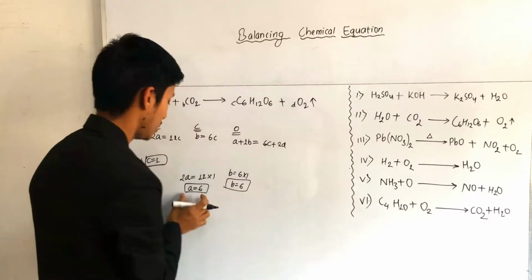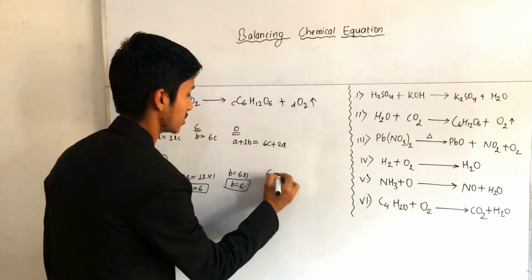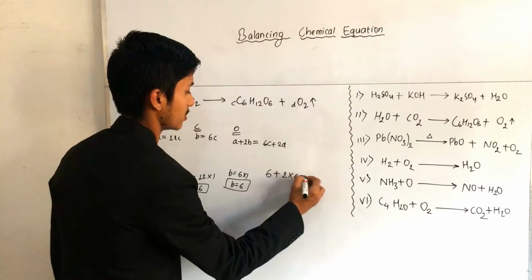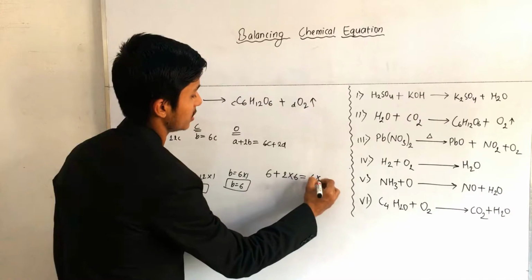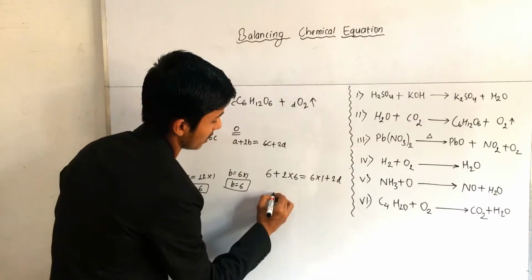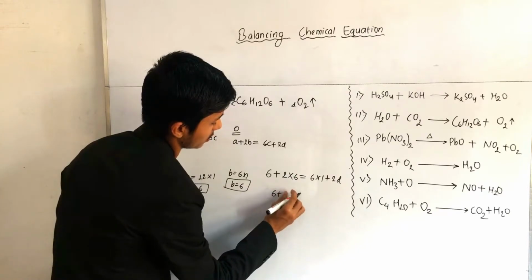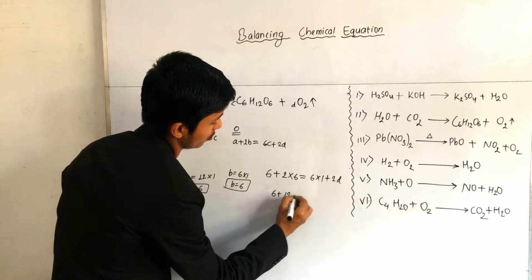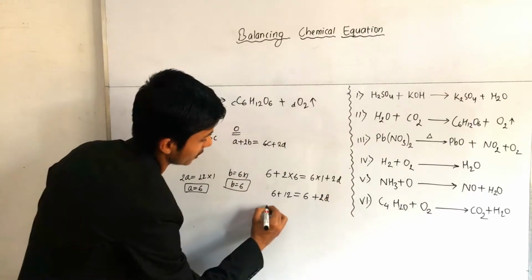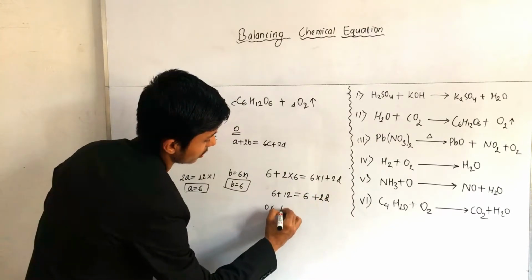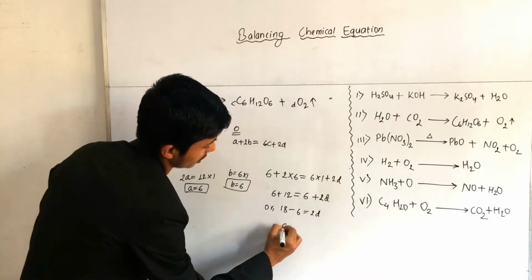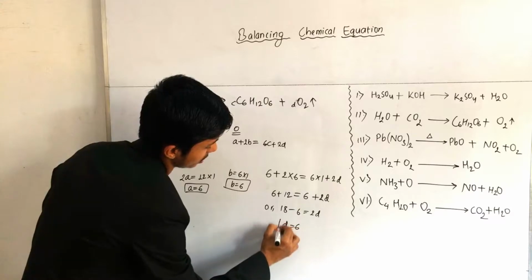Here we have A is equal to 6, so we write 6 plus 2 into B is equal to 6 here, and C is equal to 1 plus 2D. Then here we have 6 plus 12 is equal to 6 plus 2D. Then we write here 18 minus 6 is equal to 2D. Then we get D is equal to 6.